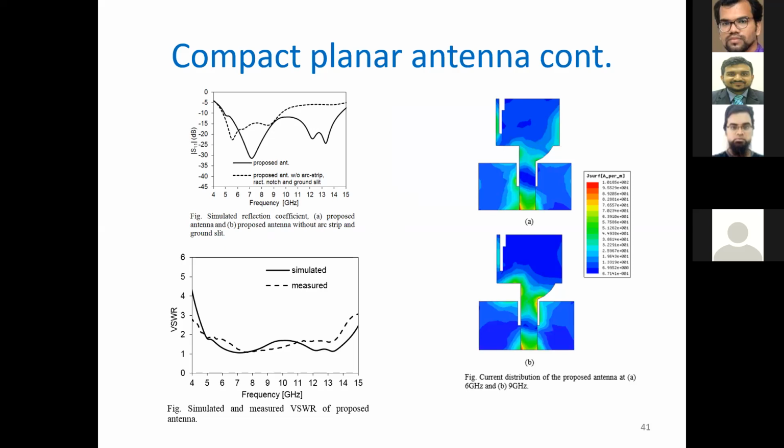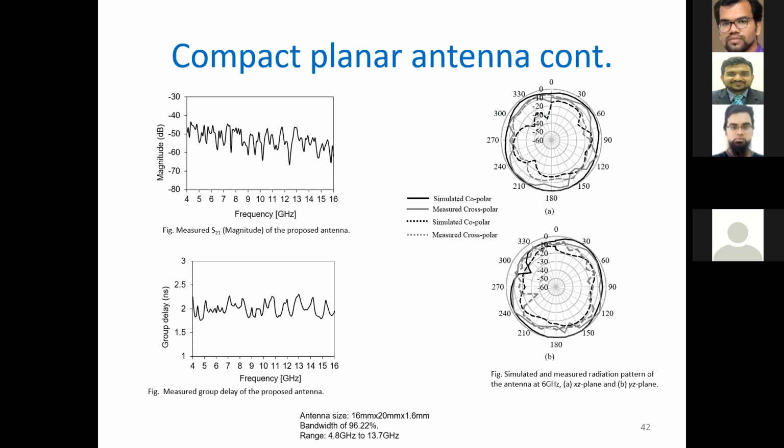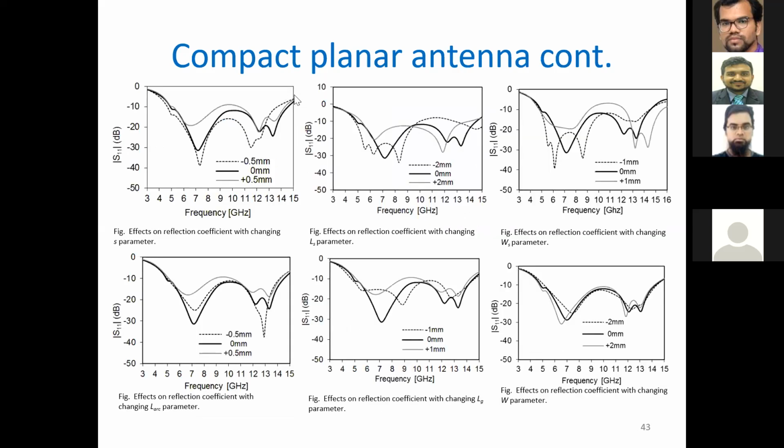Then we said, well, we see the other parameters. So we found it's pretty good. We got a very good size of device, 16 millimeter by 20 millimeter, and the bandwidth we achieve is 96.2%, in the range from 4.8 to 13.7 gigahertz. Then we said, why don't we see the sensitivity?